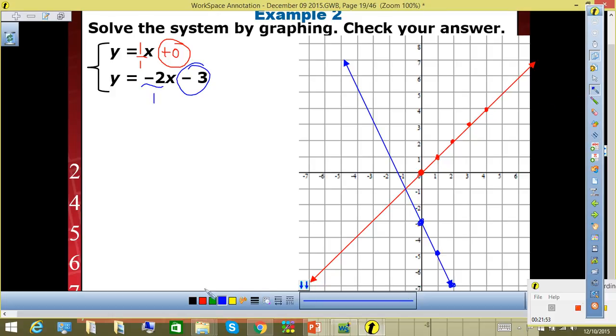Step 3, identify the point of intersection of the lines. It's about right there. Hands up if you got -1, -1. That is correct. That's a solution to the system.